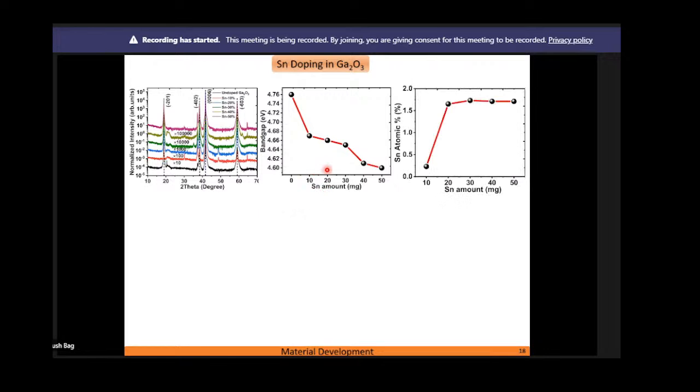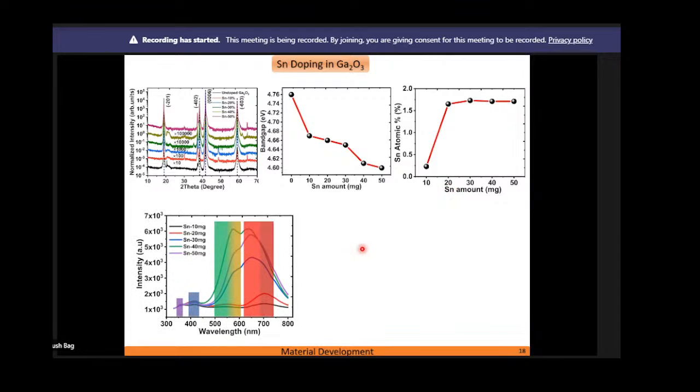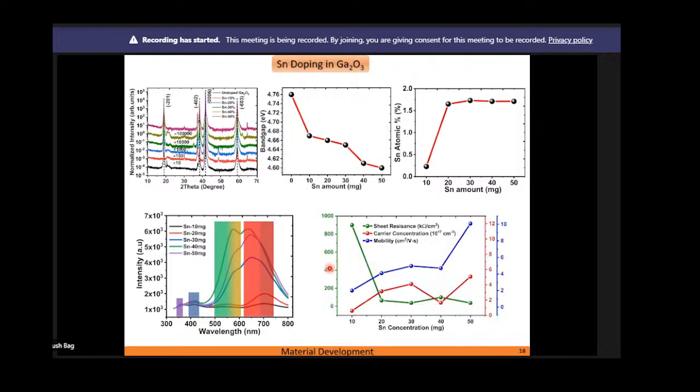So this is the band gap variation after incorporating tin on gallium oxide, and this is the Sn atomic percentage change. Here also you can see that after a certain tin concentration, the incorporation is getting saturated. So we cannot keep on increasing the tin incorporation inside this gallium oxide by simply increasing the tin considered. So these are the difficulties. This is again the PL plot, showing how the different peaks are shifting with the incorporation of tin.